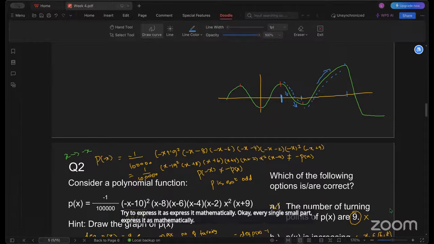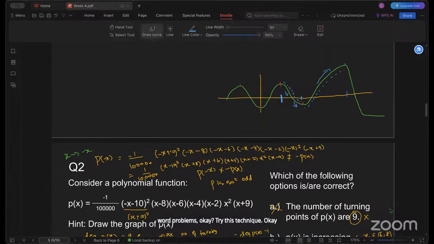And if you have difficulty in word problems, always first try to write what is given, what is to be found, and what are the formulas you need to find this. These steps, definitely you will be able to solve word problems. Try this technique. All right then, so I guess I have tried to answer all your queries.